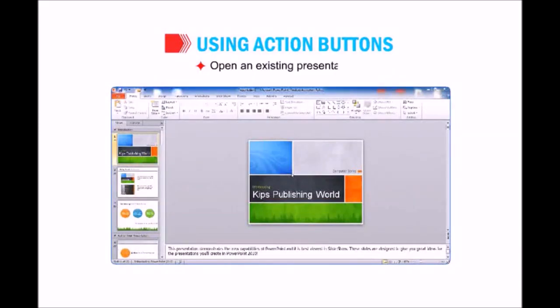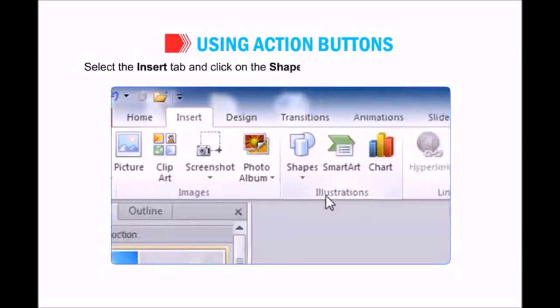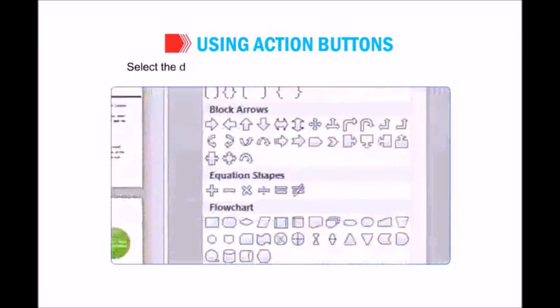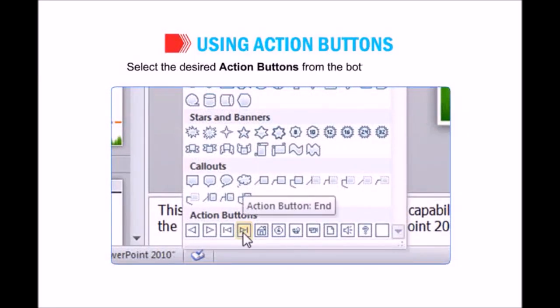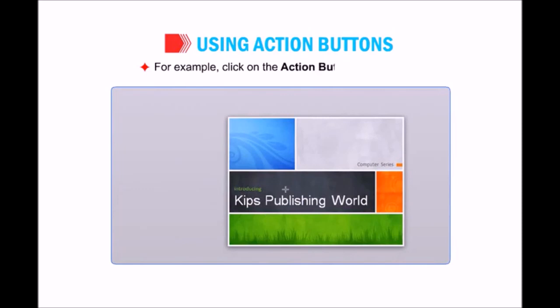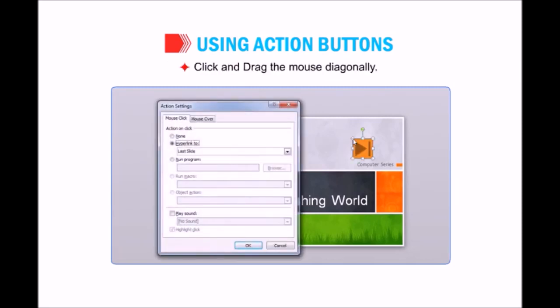Open an existing presentation. Select the Insert tab and click on the Shapes down arrow in the Illustrations group. Select the desired action button from the bottom of the list. For example, click the Action Button: End option. The mouse pointer will change into a plus shape.